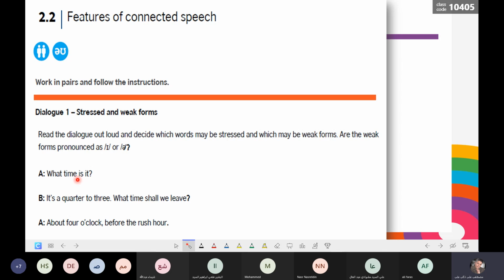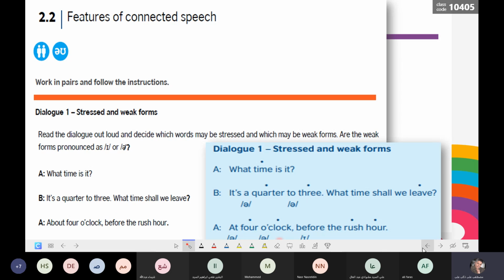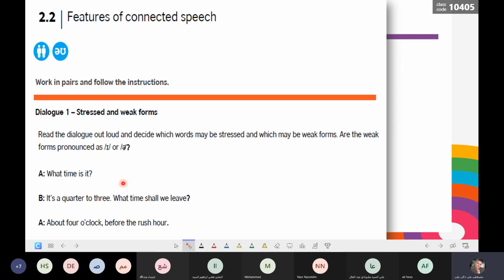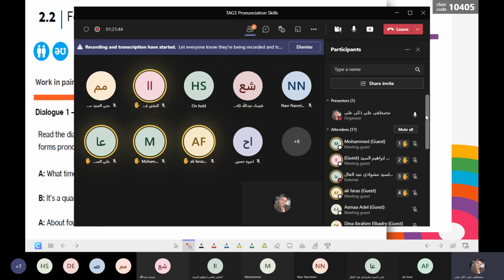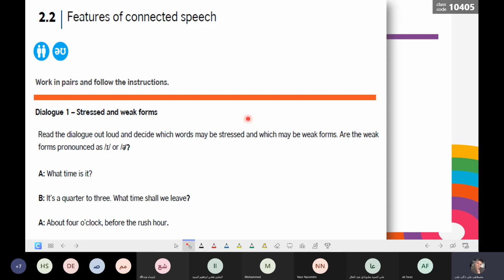Okay, let's practice this dialogue. Who's going to read this? Who wants to share? Mr. Al-Bashir and Miss Shayma. Okay? Yes. Mr. Al-Bashir A and Miss Shayma B.